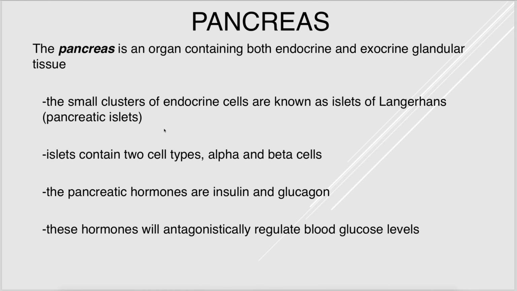Now the pancreas. The pancreas is a unique and very important organ because it contains both endocrine and exocrine glands. The endocrine portions are little clusters of cells known as the islets of Langerhans, also known as the pancreatic islets. The islets contain two main cell types. They have another cell type, a delta cell, but we're not going to talk about that. Alpha and beta cells are the big ones. Alpha cells produce glucagon, beta cells produce insulin, and they work antagonistically to help regulate blood glucose levels.